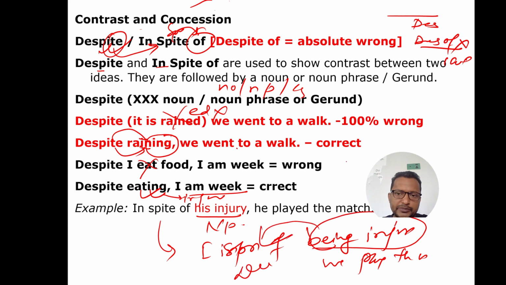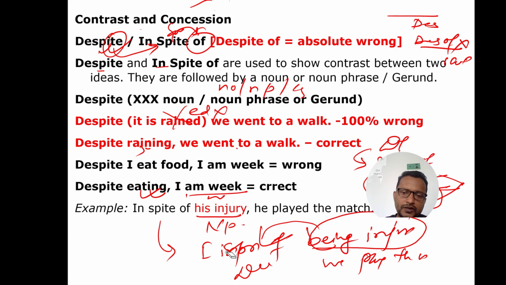So remember the concept. Despite will only be despite, and in spite should come with of. Both of them are the same. After despite and in spite of, it should follow either a noun, noun phrase or gerund. Only this possibility will come. If there is a verb or ed form of verb, then you cannot use despite or in spite of. That is the only thing, guys.